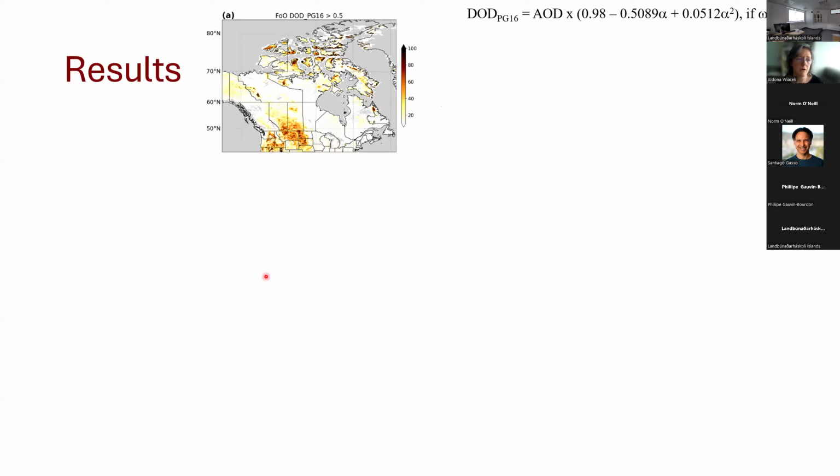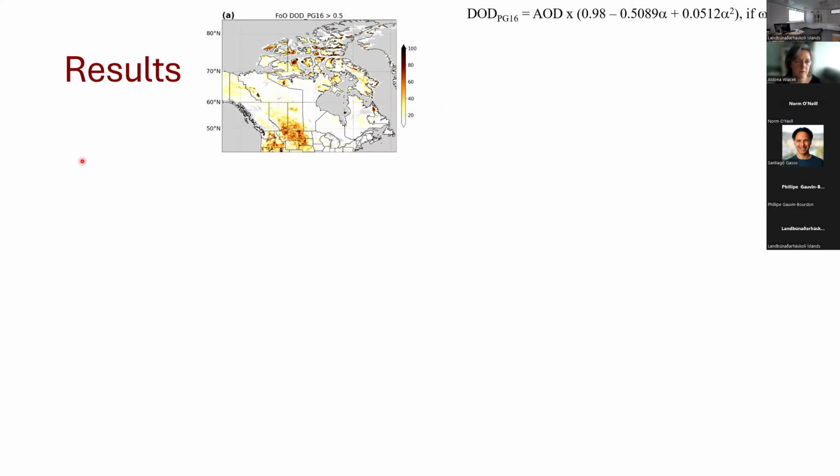So the results are as follows. This is the frequency of occurrence of how many times DoD was greater than 0.5. This is over 20 years. So there's up to 100 events over 20 years, so 5 events a year would be an average.